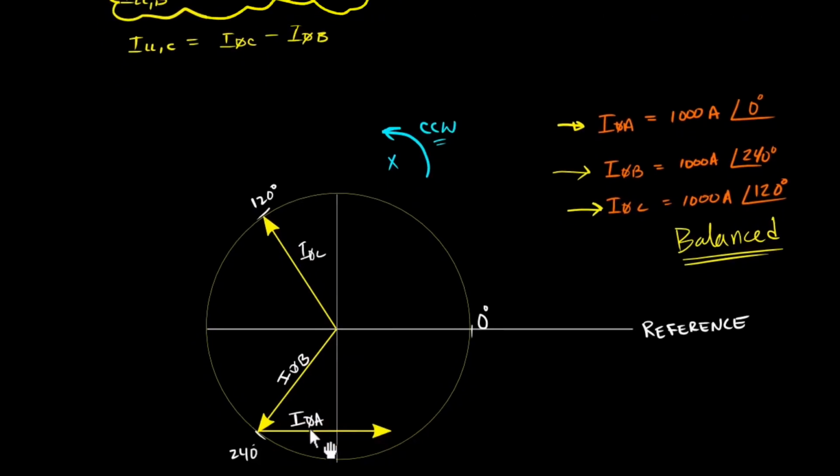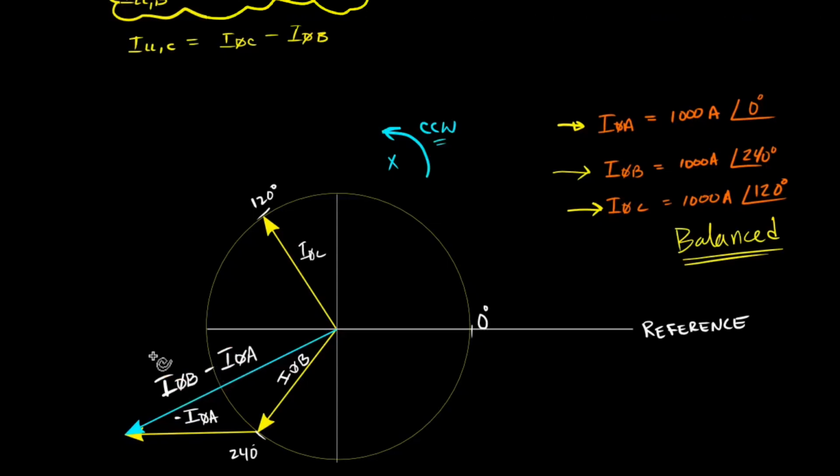So we have to take phase current A, pick that up and rotate it 180 degrees, and that would equal negative phase current A. So our resultant vector, which starts from the origin and ends at the tip of negative phase current A, equals phase current B minus phase current A. And that essentially equals line current B, right?